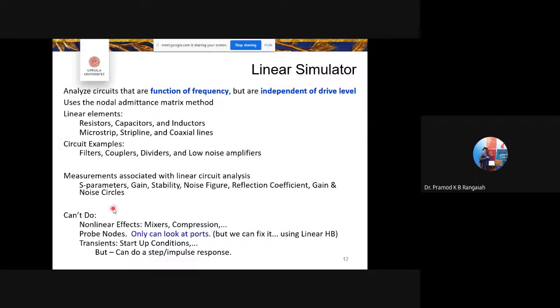And measurements associated with the experiment can be done here. As I already mentioned, gain, stability, noise figure, reflection coefficients, circles, all those things can be made by using this linear simulator. But if you are looking at any of the non-linear effects like mixers, compression point, all those things, that's strong. I'll be discussing in detail the difference between a linear simulator and a non-linear simulator with some examples. And for startup conditions, as in an oscillator, it can perform some of the step responses and impulse responses of the system.